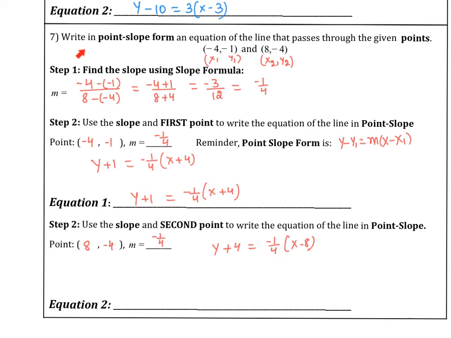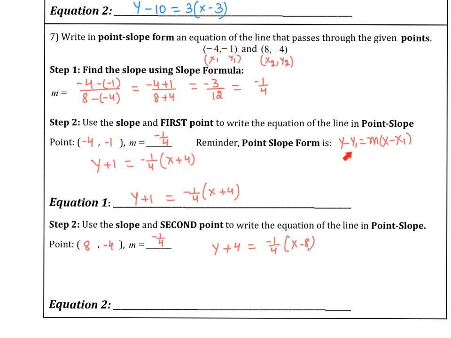Question number 7. Write the point slope form of an equation of the line that passes through the points -4, -1 and 8, -4. So first we are going to find the slope by using the slope formula: y2 minus y1 divided by x2 minus x1. -4 minus -1, so that's going to be -3. x2 minus x1, 8 minus -4, so 8 plus 4. This is going to be -3 over 12, and the slope is -1 over 4.